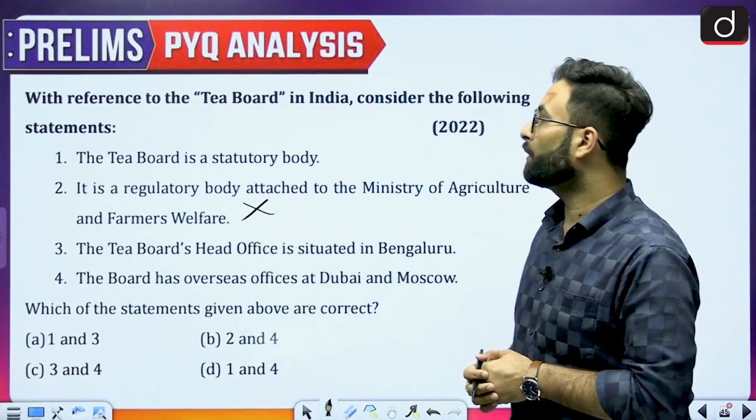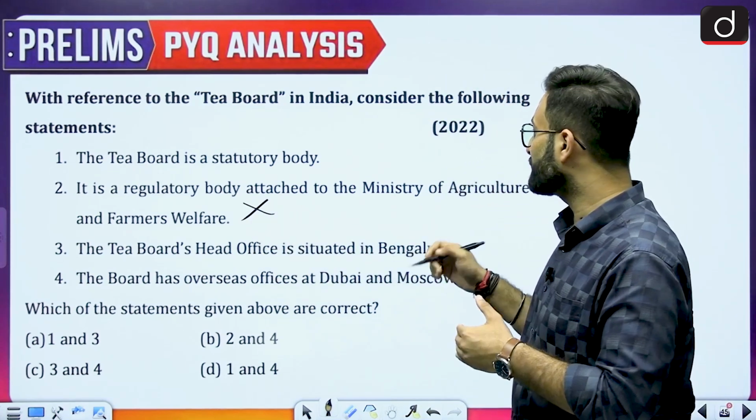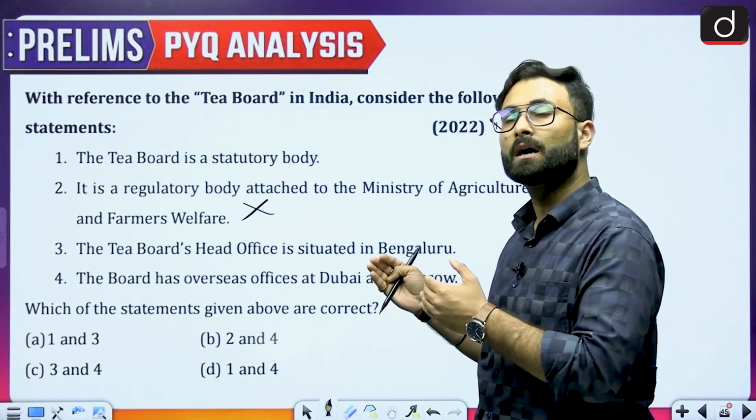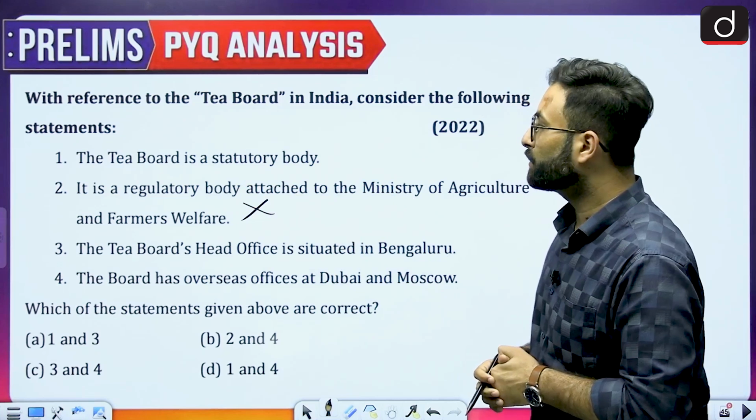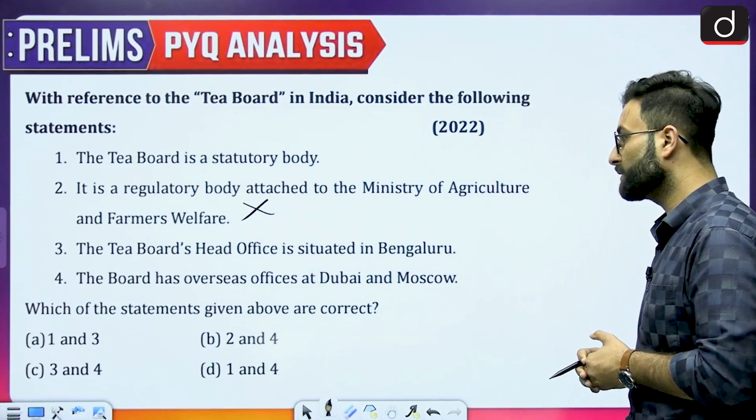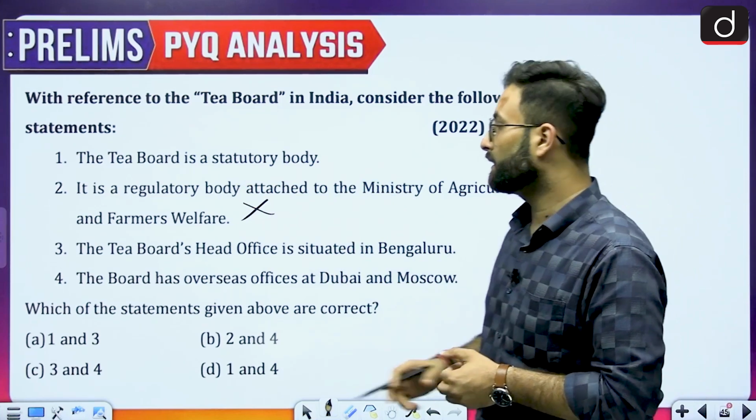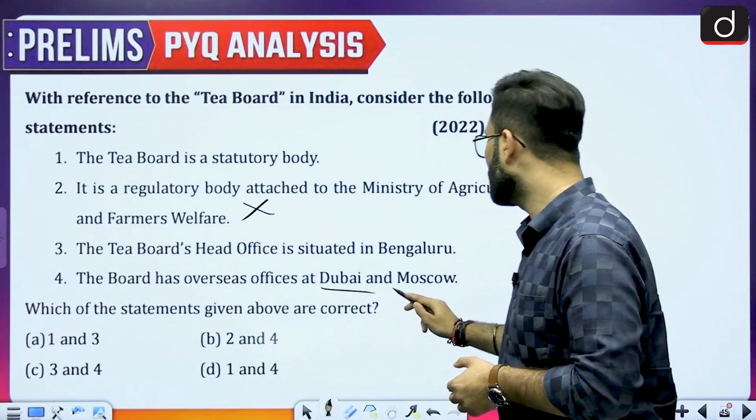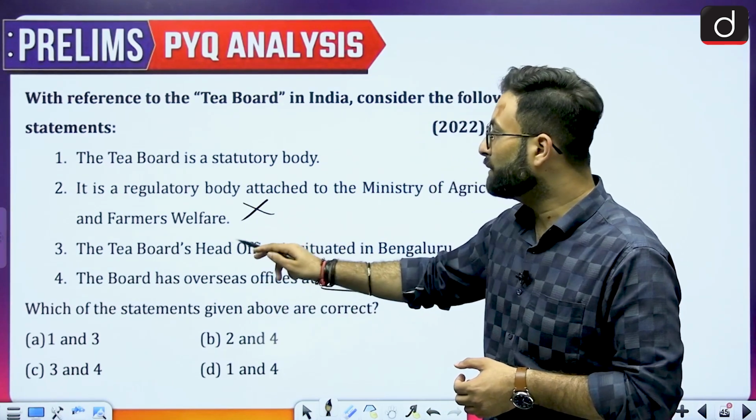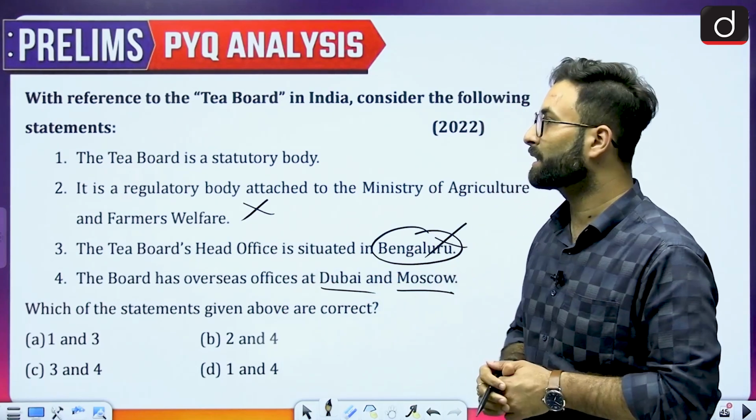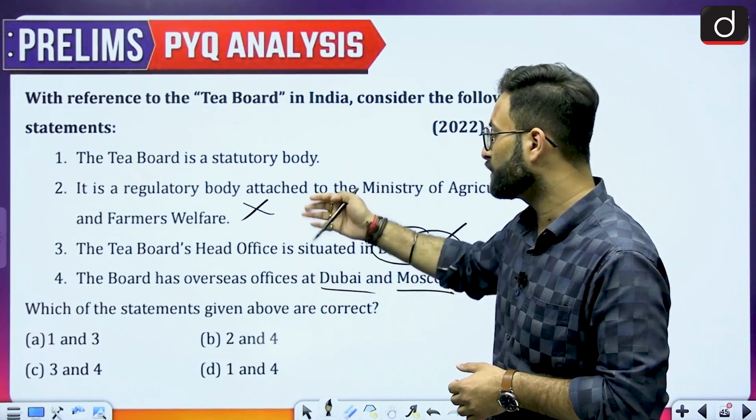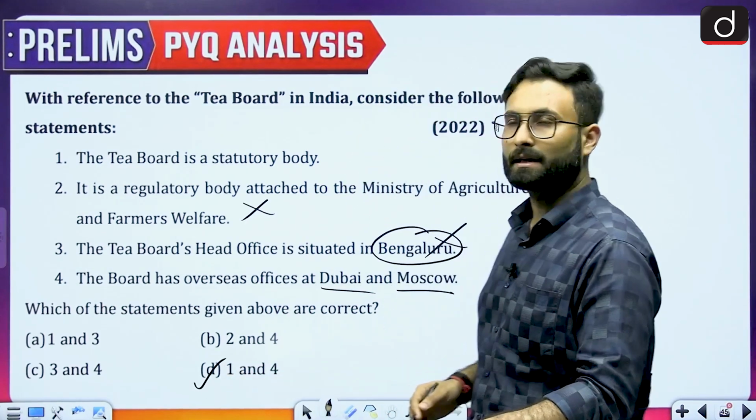Okay, if we talk about which ministry the regulatory body is attached to, it is attached with the Ministry of Commerce, since it is a commercial crop. Coming to the next one, Tea Board's head office is situated in Bengaluru, and the Tea Board has overseas offices in Dubai and Moscow. Now the Tea Board head office is not in Bengaluru, so that statement becomes wrong. So 2 and 3 are wrong, 1 and 4 are right. Option D is your right answer over here.